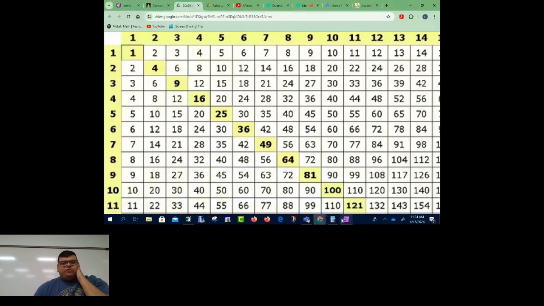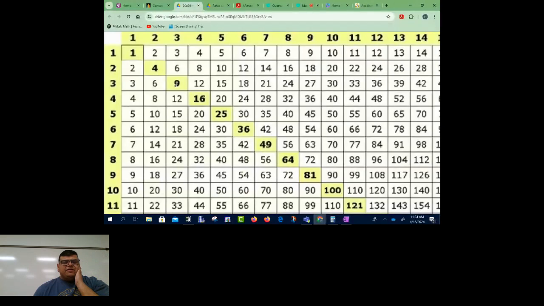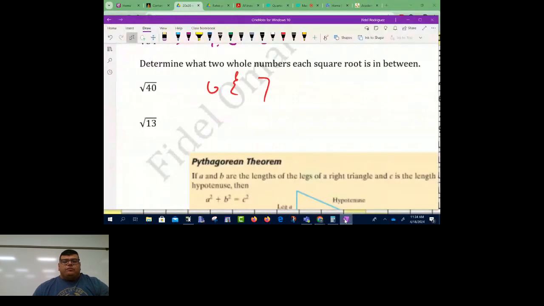And y'all, we could do the same thing here. Look, 13. So if I come back to my chart, 13 is a number somewhere between 9 and 16, right? And I know the square root of 9 is 3, and I know the square root of 16 is 4. So this is going to be a number somewhere between 3 and 4. Okay.